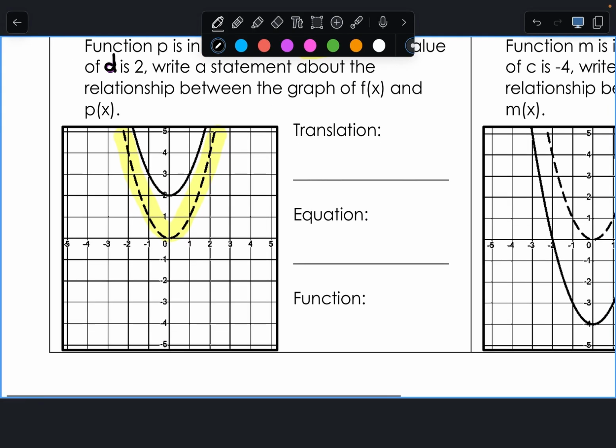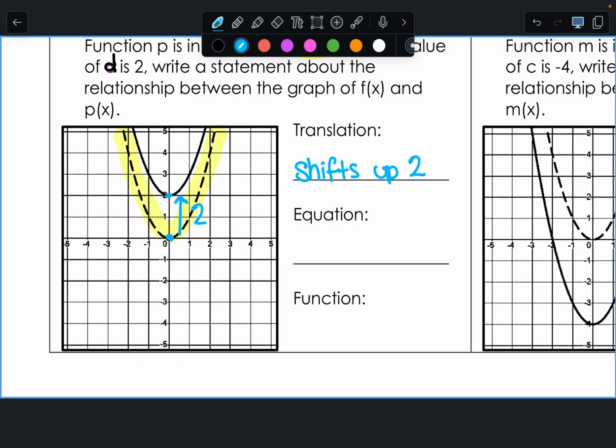So what happened? How did we go from dashed to solid? What direction did we move in? Upward. We went up. Now, you always compare your vertex, right? So if you look at the vertex, you went up how many? 2. So you would write that you shifted up 2, or shifts up 2.